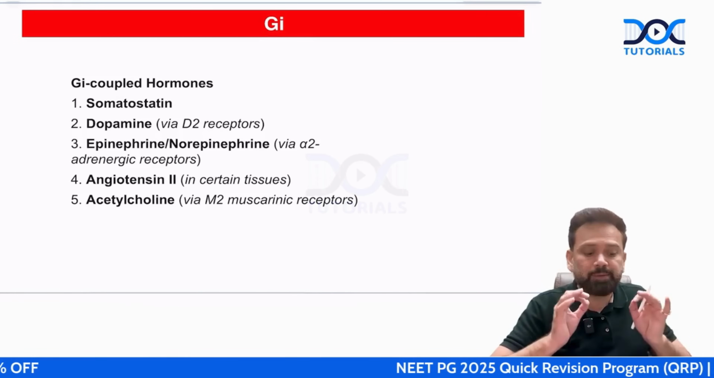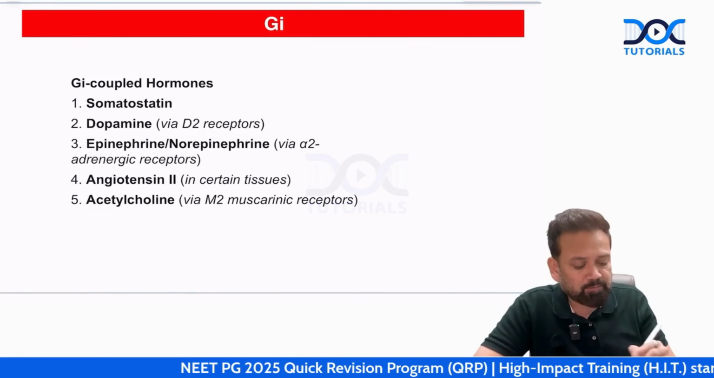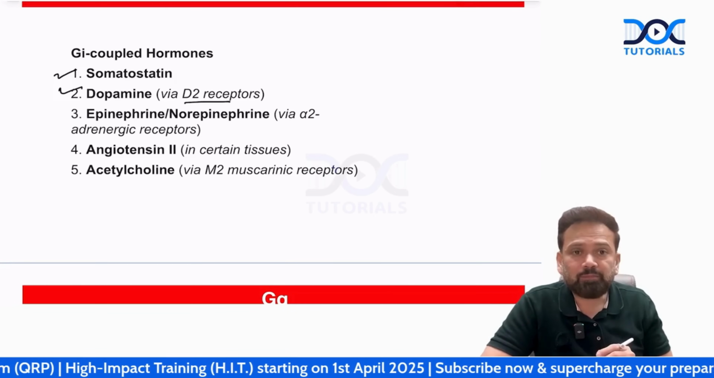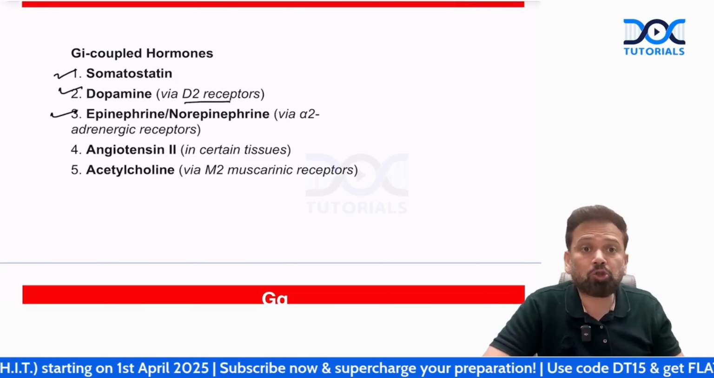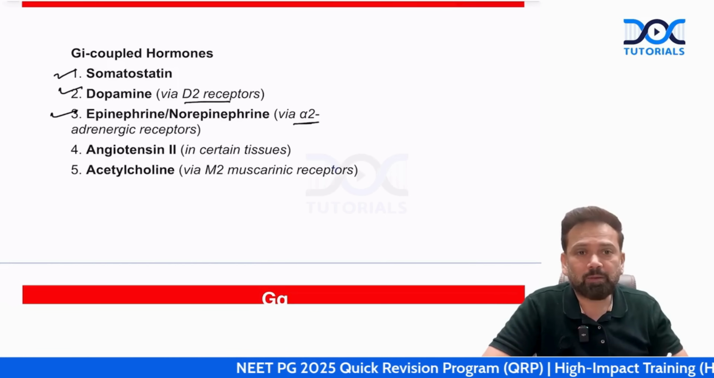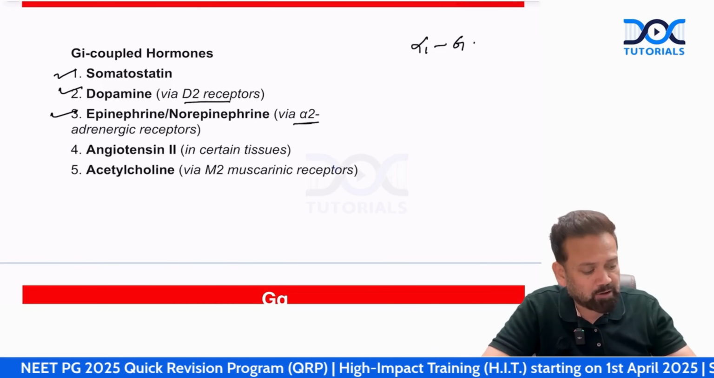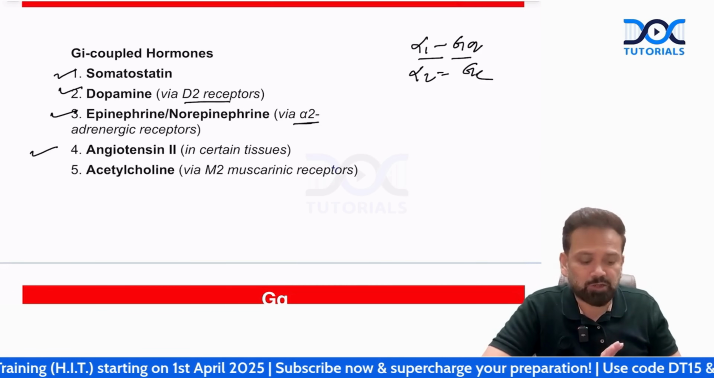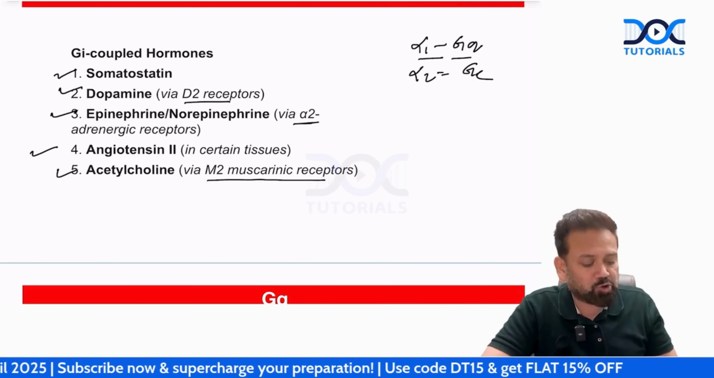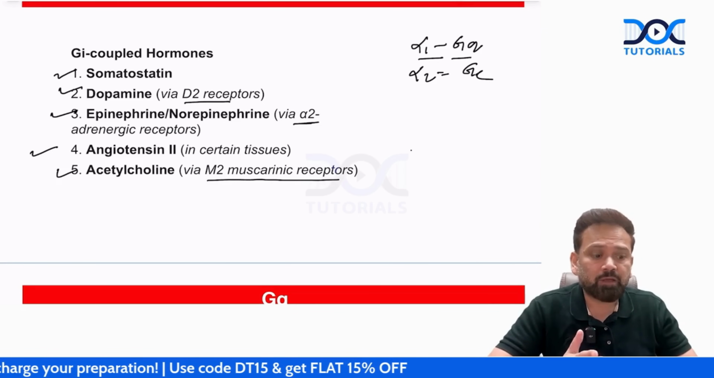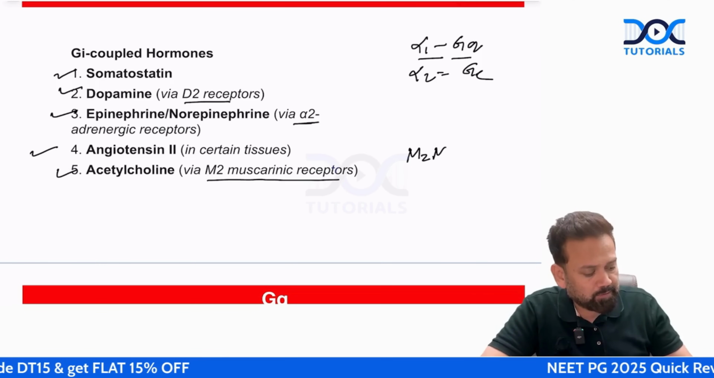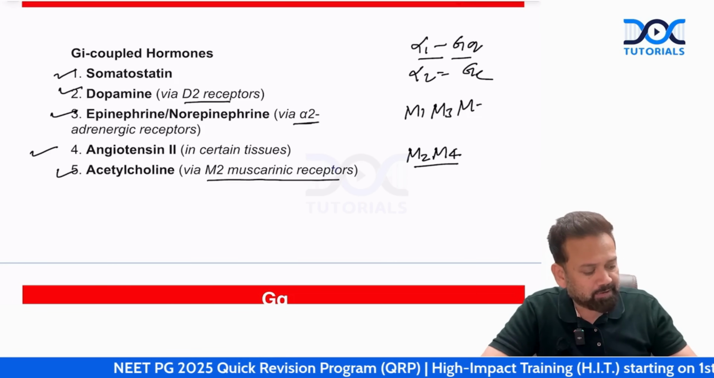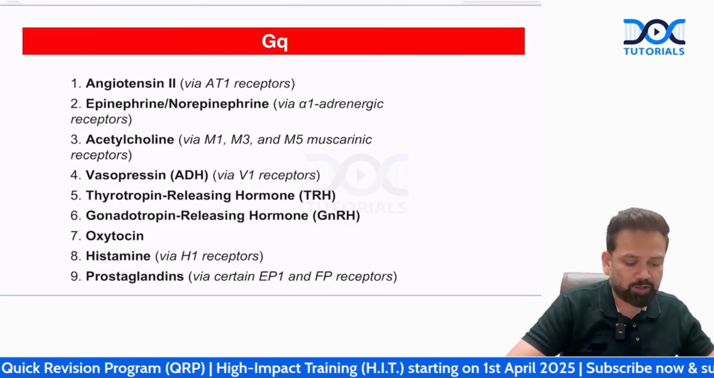Now GI, G inhibitory. Number one example is somatostatin. Somatostatin is also called the universal inhibitory hormone. Dopamine via D2 receptor. D1 receptor was GS. Epinephrine or norepinephrine via alpha 2 receptor, because alpha 1 is GQ. I will tell you later on. Alpha 1 is GQ, alpha 2 is GI. Angiotensin 2 in certain tissue. Acetylcholine via muscarinic 2 receptor only. There are muscarinic M1, M3, M5. So M2 and M4 are GI, and M1, M3 and M5 are GQ. I will show you here in the GQ.